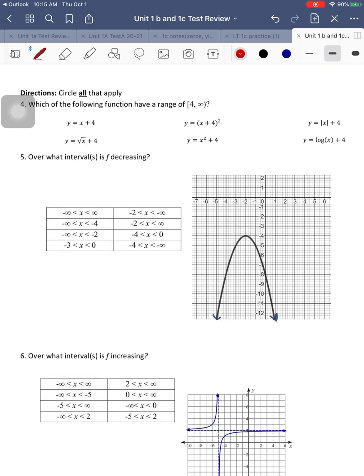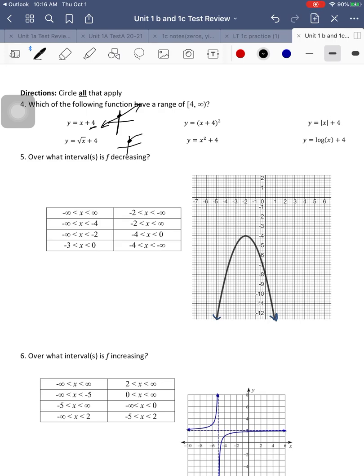All right, moving on. Which of the following functions have a range of 4 to infinity? So for these, we've got to do a quick graph of each one. We haven't studied linear functions, but plus 4 means that's a y-intercept of 4, so I'm going to put a y-intercept up a little high. I'm just going to do a crude graph, just a very rough sketch of each graph.